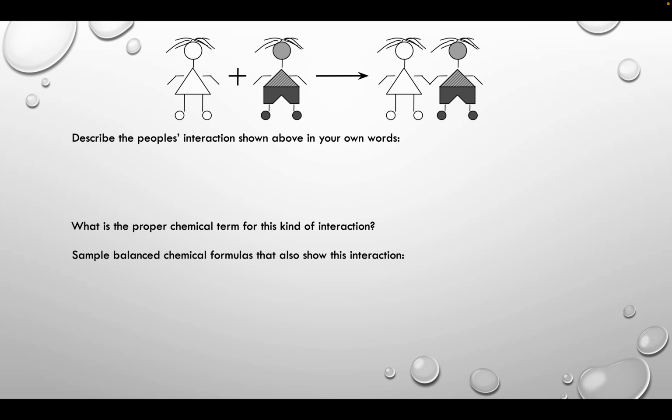Okay, so the first type of reaction looks like this. We start off with two single people. We're going to add two single people together to make a couple. I'll help you out on the first one. If I asked you to describe the people's interaction shown above, I would say that they were dating or they're married. Somehow these two single people came together and now they are bonded, right? Chemists don't talk in terms of dating and bonding. Chemists are going to talk about synthesis reactions. Synthesis means to push together, to put everything together into one.